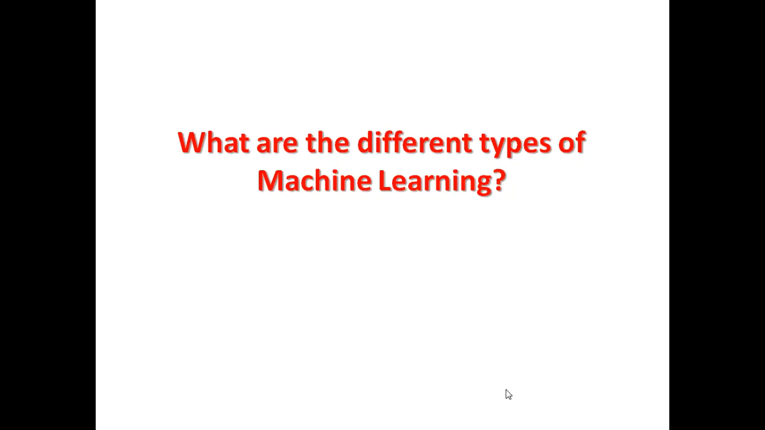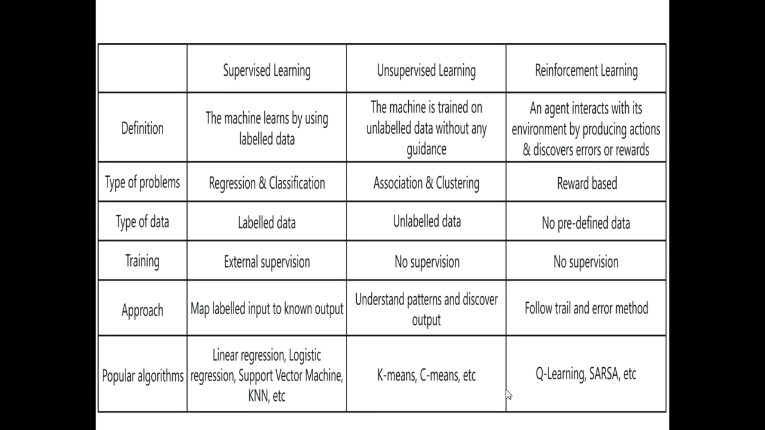What's up? In this particular video, we are going to discuss another question that used to be asked in interviews, and that is: what are the different types of machine learning? We can divide machine learning algorithms into three specific groups: supervised, unsupervised, and reinforcement learning.